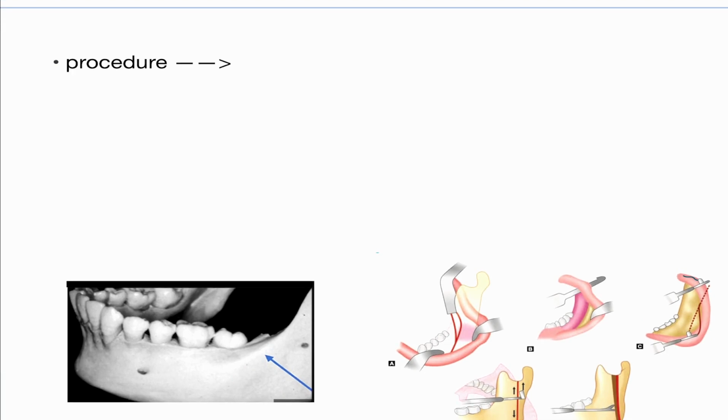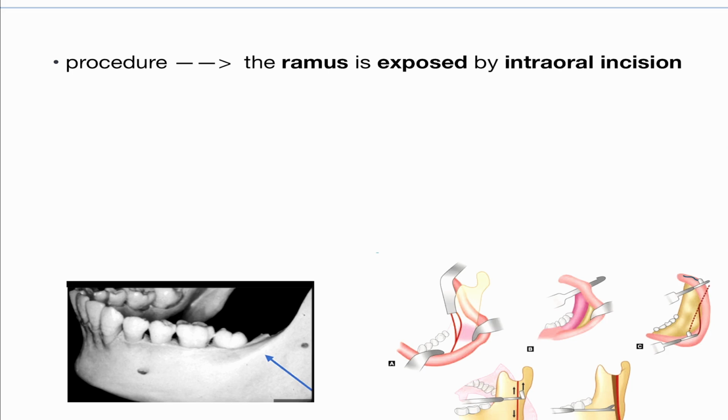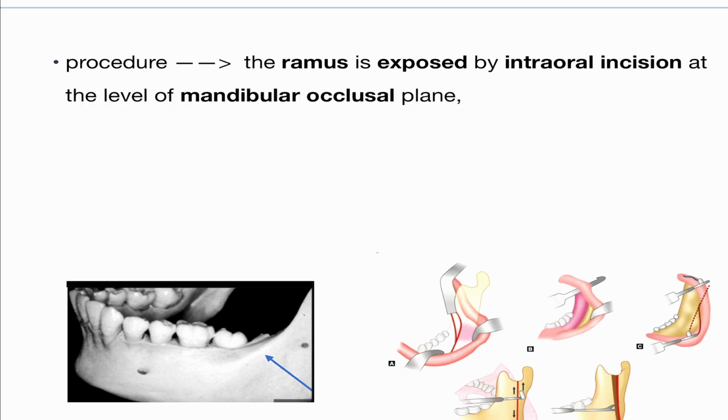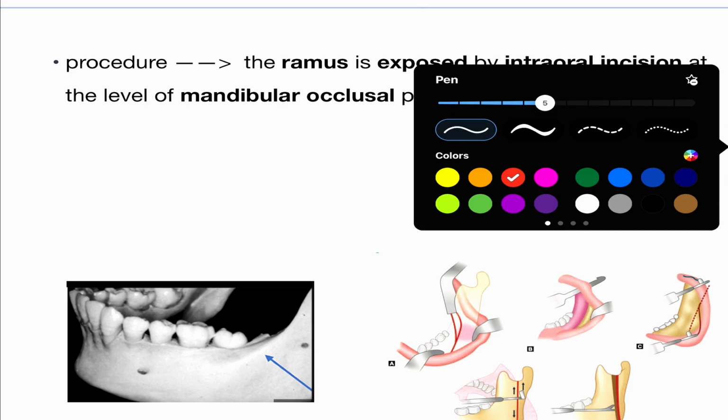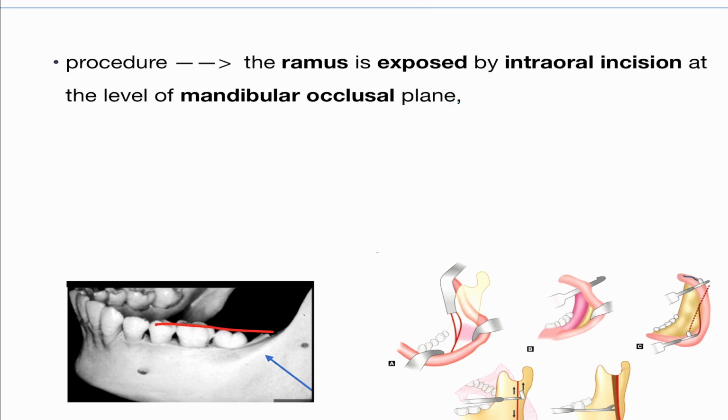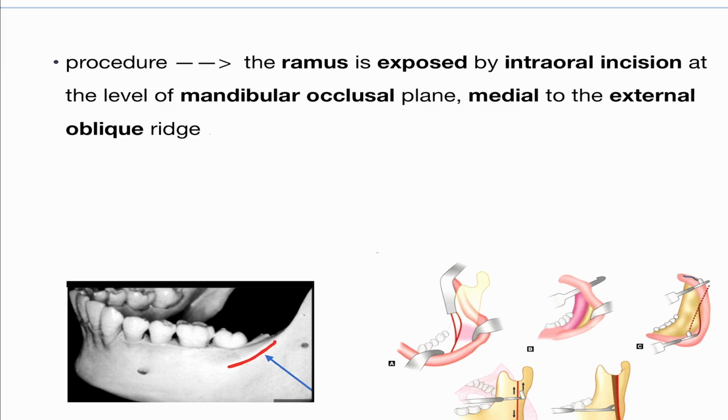So let's understand the procedure a little bit. The basic procedure, the incision I've told you, is the same as the BSSO. So let's understand what exactly the incision is here. The ramus is exposed, you know that you have to cut it vertically, and there is an intraoral incision. Now, where is the incision done? At the level of the mandibular occlusal plane. See this. This is at the level of the mandibular occlusal plane. Where exactly? It's medial to the external oblique ridge. This is the external oblique ridge.